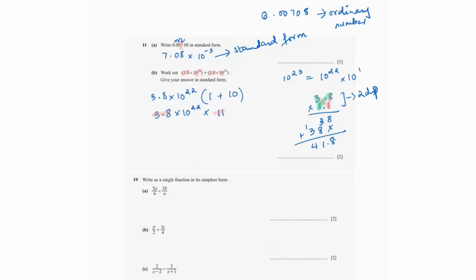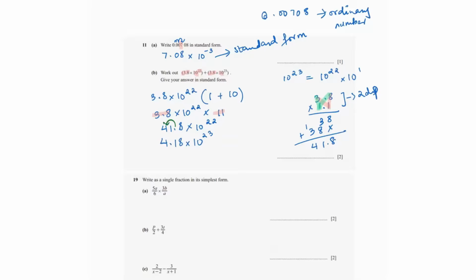You count the decimal places for both the numbers, add them up, and that gives you the decimal places for the answer. So now it's 41.8 times 10 to the power of 22. Like we mentioned previously, in standard form, the decimal needs to come after the first non-zero digit. Over here, it's after the second non-zero digit, which means we move the decimal 1 place to the left. So when I move it 1 place to the left, it's going to be 4.18 times 10 to the power of 23. Now we're adding 1 to the power.